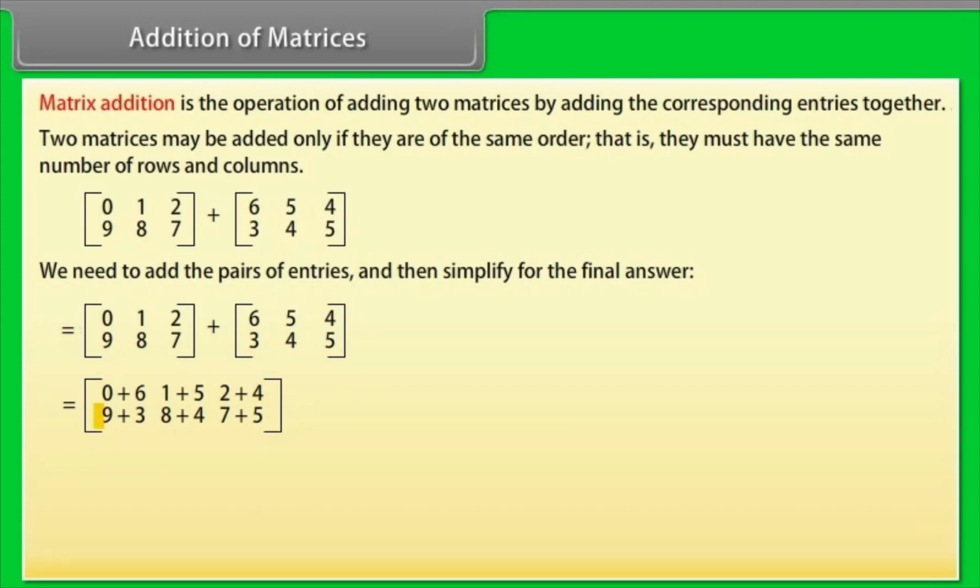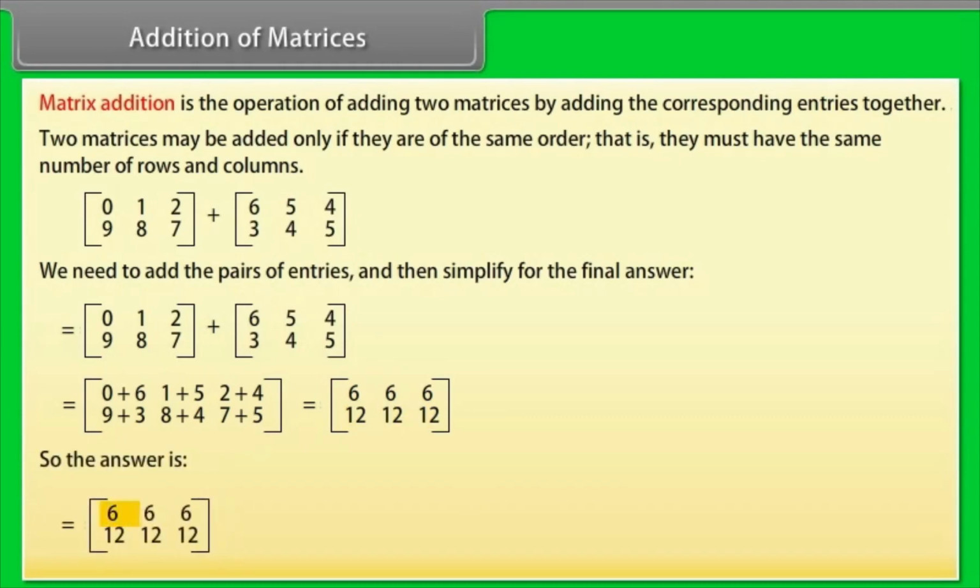Second row 9 plus 3, 8 plus 4, 7 plus 5 is equal to row-wise, first row 6, 6, 6, second row 12, 12, 12. So the answer is row-wise, first row 6, 6, 6, second row 12, 12, 12.